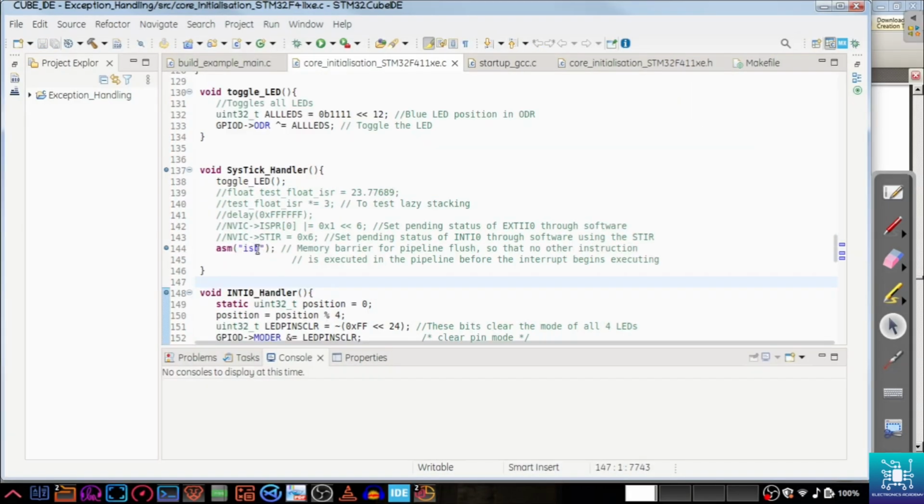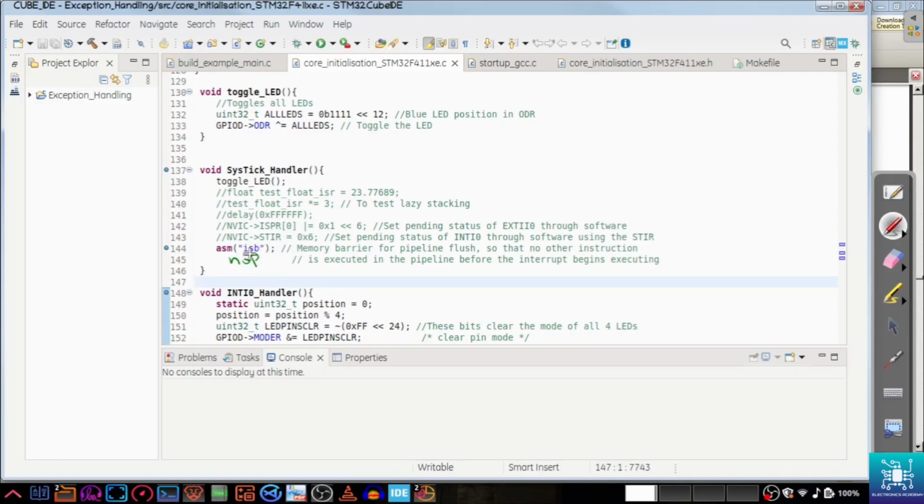The ISB instruction is a special instruction to clear the pipeline. Now, the way I have used the ISB instruction in this interrupt handler is not the conventional way. I have just used it as a substitute for the NOP operation. So instead of the NOP, I have used the ISB instruction here.